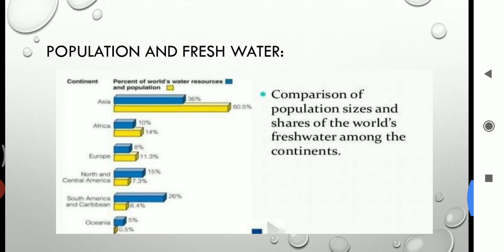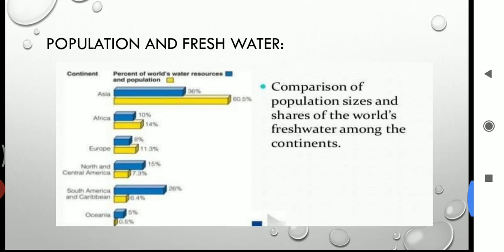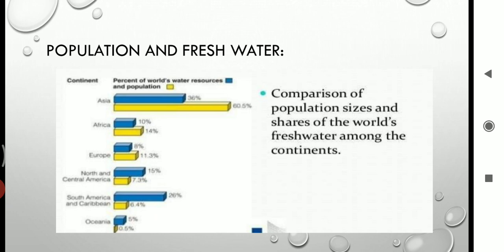Then population and fresh water. You see the percent of world's water resources and the population. We take a ratio of the water resources to the population, and it should be multiplied by 100 to obtain the percentile. In Asia, the percent of world's water resources is only 36%, but the population is about 60.5%. So there is a lag of about 24.5%.